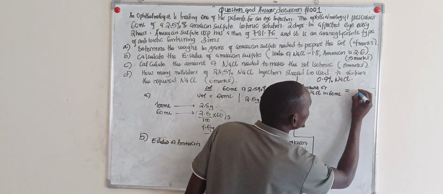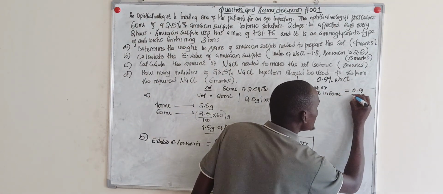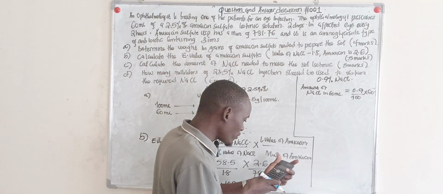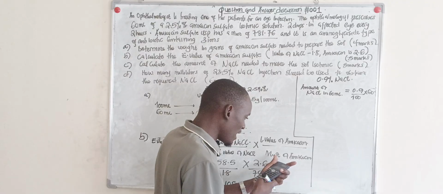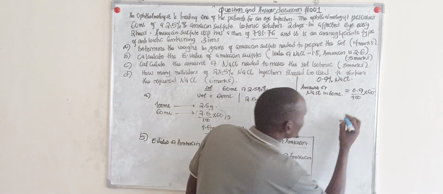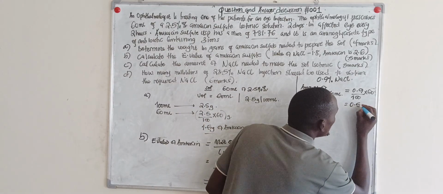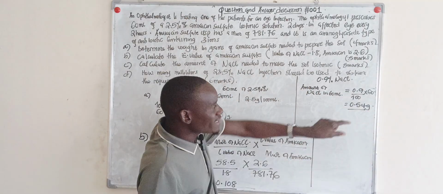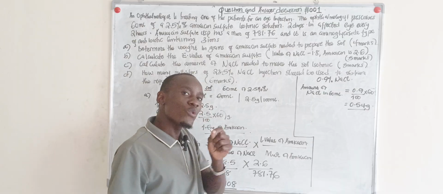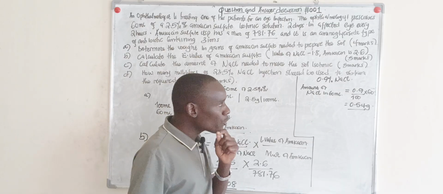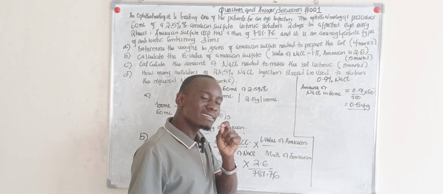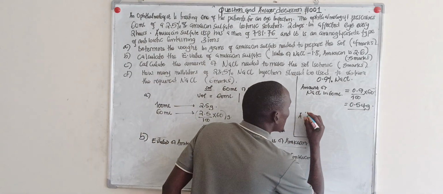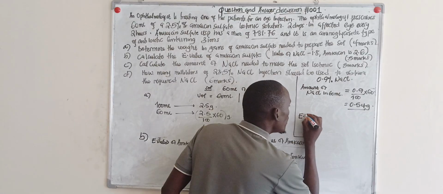So this will be equal to 0.9 divided by 100 times 60. And when we compute that, this gives us 0.54 grams of sodium chloride. So this is the amount of sodium chloride that we need. But in our question, we need to make this solution isotonic. So we are going to also obtain the sodium chloride equivalent.